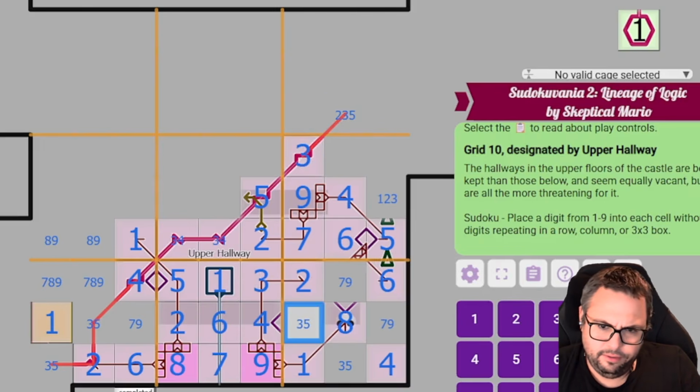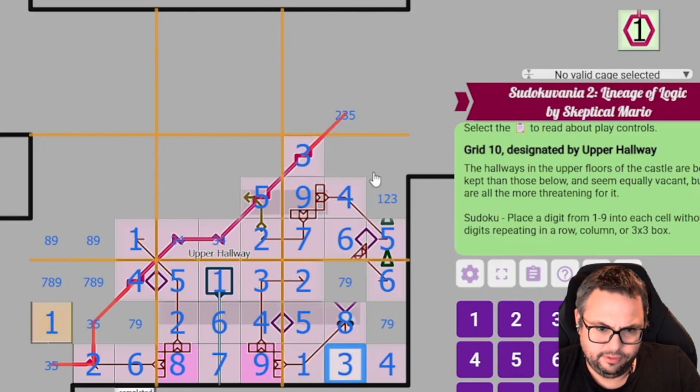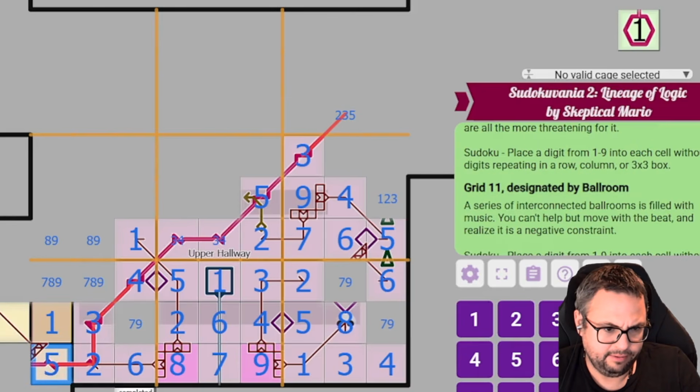That 3, though, sorts out the 5 and the 3 down there. 5 sorts out the 3 and the 5 down there.